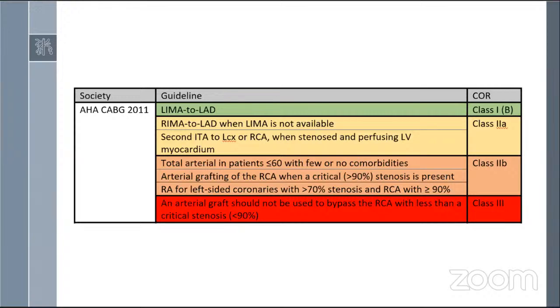It's class 2B for total arterial grafting in patients who are less than 60 years with few or no comorbidities. Arterial grafting to the RCA when a critical stenosis, meaning more than 90%, is present. The radial artery for the left side coronaries when there is more than 70% stenosis, and RCA more than or equal to 90%. It is harmful to use an arterial graft to bypass an RCA which has less than critical stenosis, that is less than 90%.